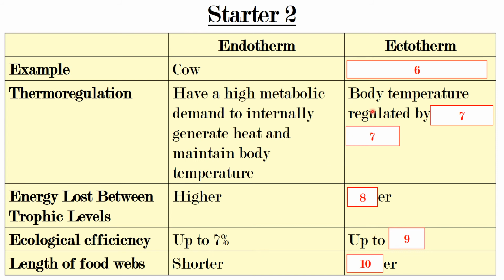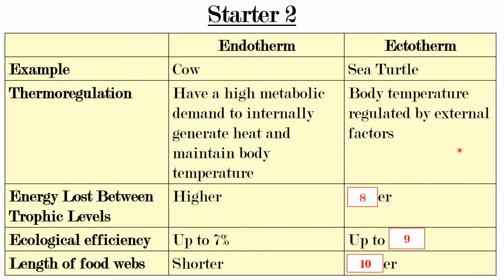For ectotherms, number 6, you could have sea turtle, crocodile, any kind of reptile, iguana. Number 7, the body temperature is regulated by external factors, the heat outside. Number 8 is lower, the energy loss between trophic levels. Their ecological efficiency is up to 15%, and the length of food webs is number 10, longer.